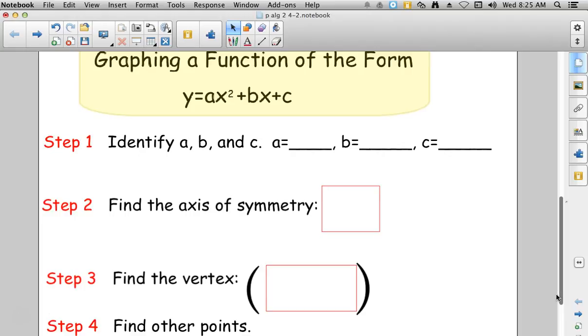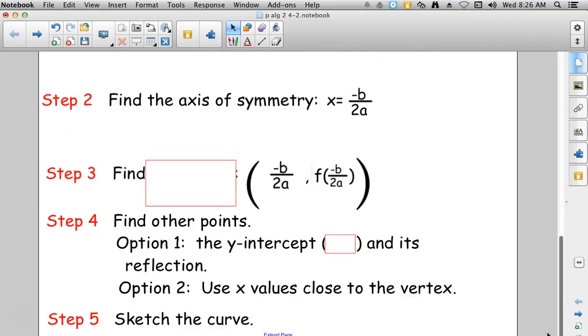So, graphing a function of the form y equals ax squared plus bx plus c. I always think this just takes so much longer than vertex form. It doesn't once you get used to negative b over 2a, but it's just kind of putsy. So, you identify your a, b, and c because you're going to need those for your formula. You find the axis of symmetry by x equals negative b over 2a. Pretty important little formula there, negative b over 2a. Once you have that x coordinate, you plug it back into your original equation to get your y value.